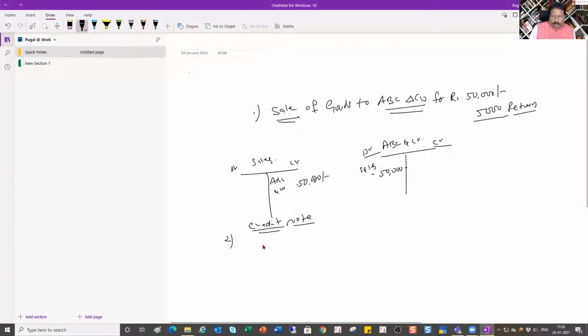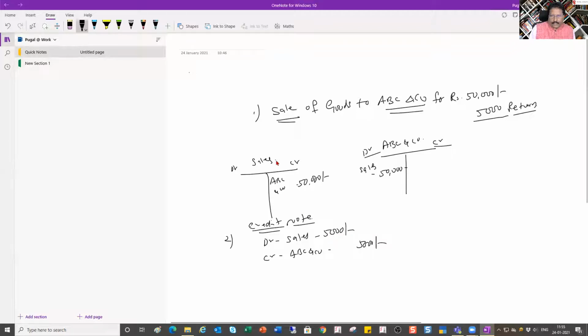So the entry that I'm going to pass here now is going to be: I'm going to debit my sales ledger by the amount of material that is received, which is 5,000 rupees. And I have to credit my customer, who is ABC and Company, by 5,000 rupees. Okay, so this is my transaction. And now, if these transactions have to be posted into the respective ledgers, we know that you are going to debit your sales ledger or your sales account.